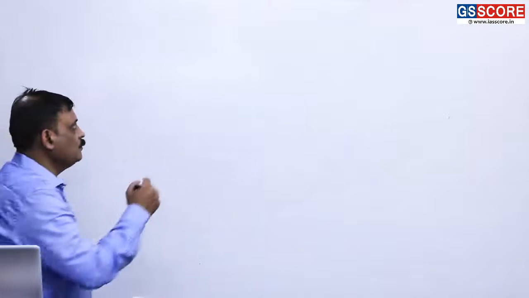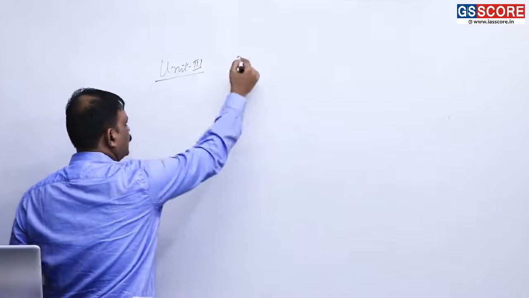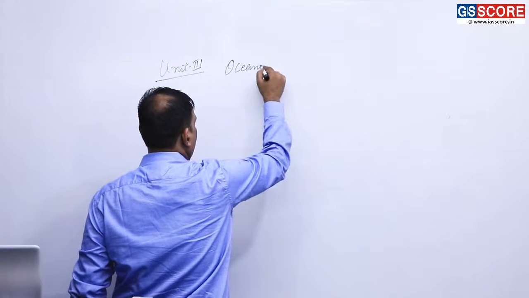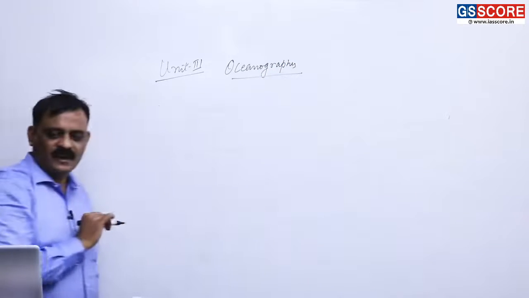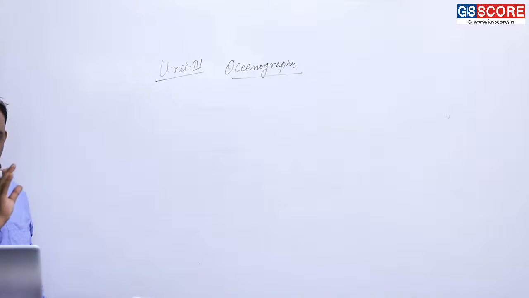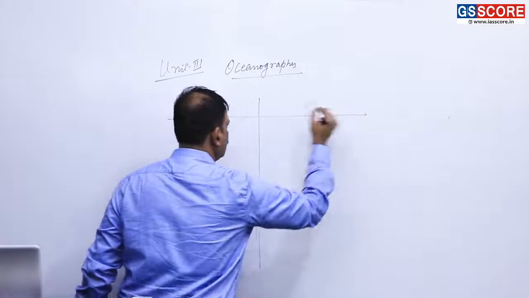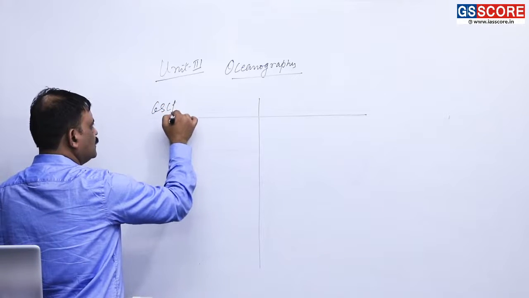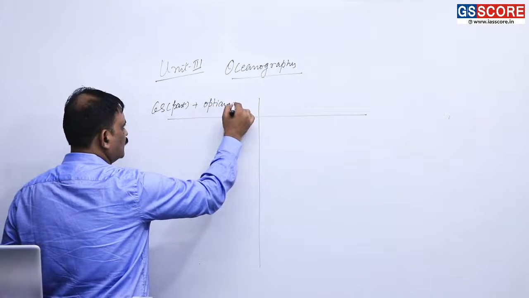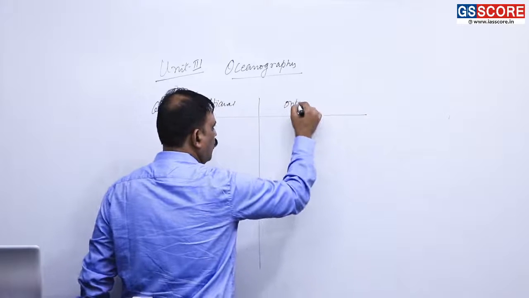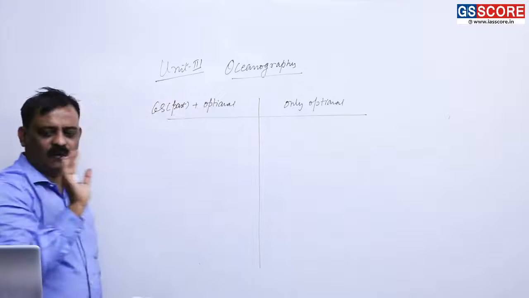Okay, now come to unit 3. Come to unit 3 of today's discussion, and unit 3 is about oceanography. Now I will do the same thing as I did for climatology. Okay, सेम चीज को करते हैं जो हमने क्लाइमेटोलॉजी के कॉन्टेक्स्ट में करी थी कि लेट्स टेक two columns. One is GS part plus optional part, and another one is only optional part, which you are going to study only in your optional paper.